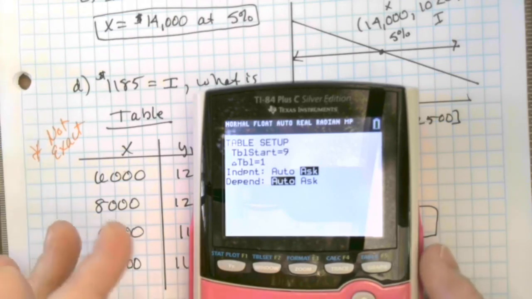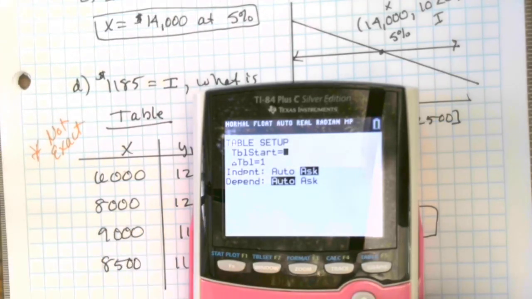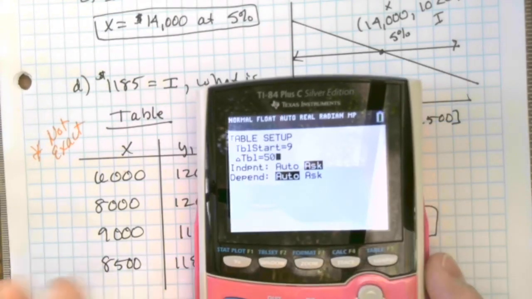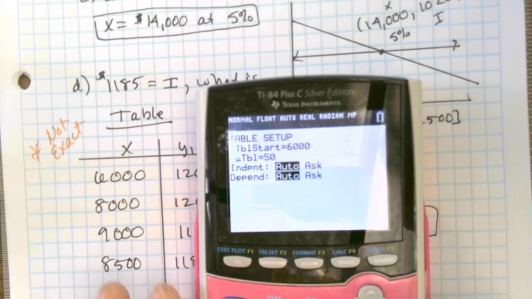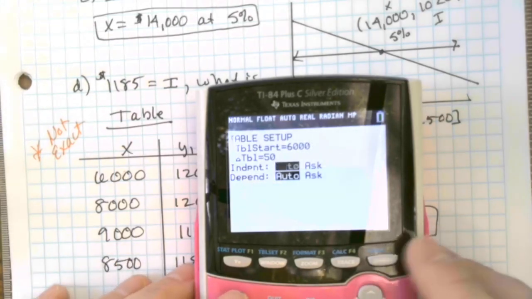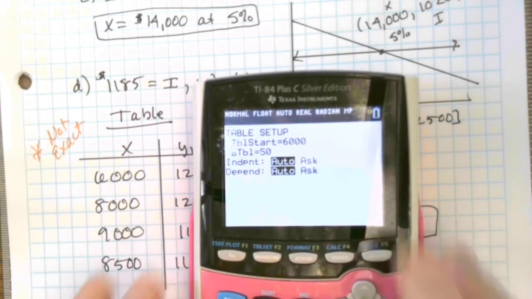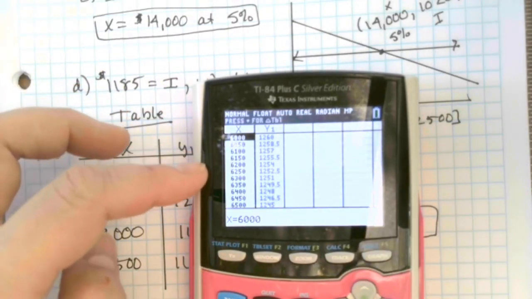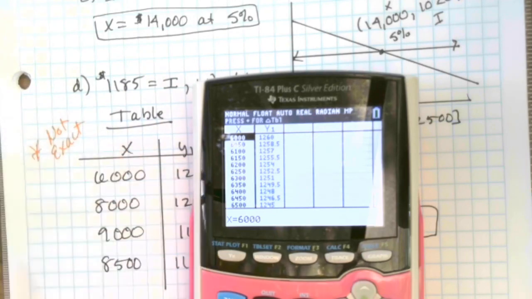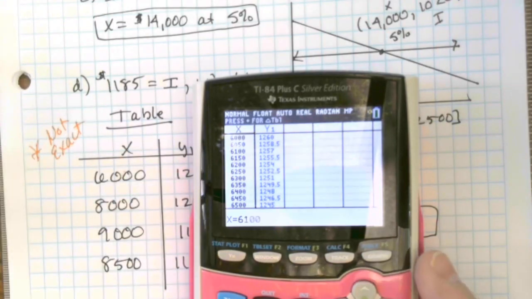And if you do want to do an automated list, you can tell it to go by intervals of 50, and then you can go to auto. And you can tell it where to start. Let's say I wanted to start at $6,000. I want to go up by 50s, and I want it to automatically generate. So now when I go into table, it starts at 6,000, it goes 6,050, 6,100, 6,150. It goes up by the increments I chose. So it can actually calculate it that way, but again, it's not a very exact way to do things.